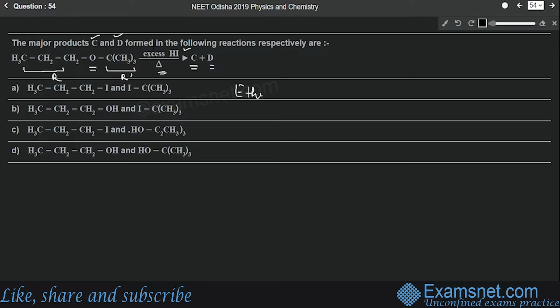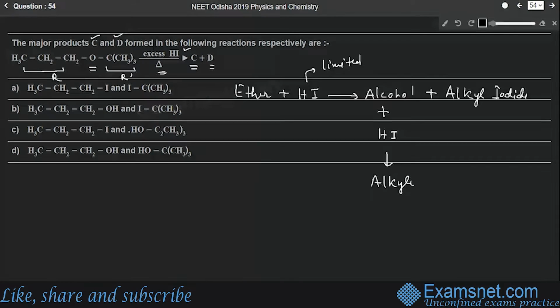Whenever ether reacts with hydrogen iodide, in this case we are taking limited amount of hydrogen iodide. So an alcohol is formed and an alkyl iodide is formed. So two types of products are formed. But in case of excess hydrogen iodide, this alcohol further reacts with hydrogen iodide to give an alkyl halide, alkyl iodide particularly. So two alkyl iodides will be formed only. Since we have excess hydrogen iodide, there should be two alkyl iodides in the product. So in the first option only we have two alkyl iodides. So this will be the correct option.